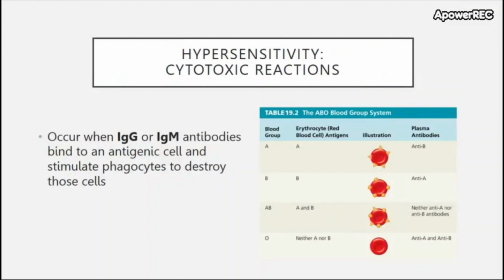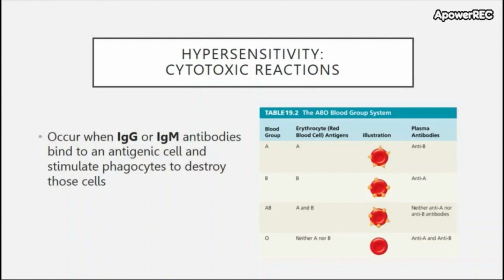Okay, so let's get back to hypersensitivities and let's discuss type 2 hypersensitivities, which are cytotoxic reactions. These occur when IgG or IgM antibodies bind to an antigenic cell and stimulate phagocytosis to destroy those cells. So an excellent example of this are cytotoxic reactions to blood cells after a blood transfusion.